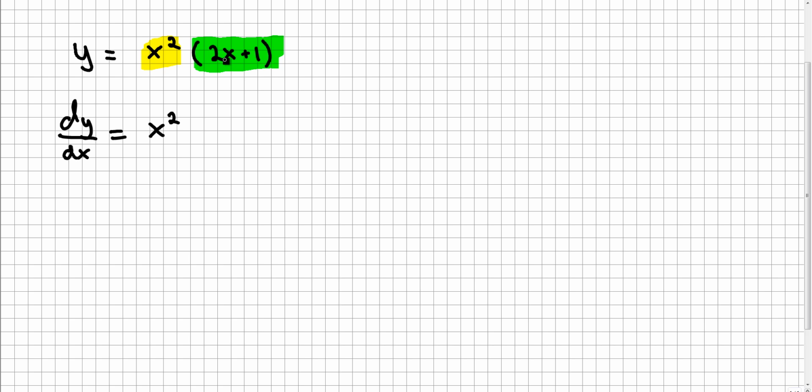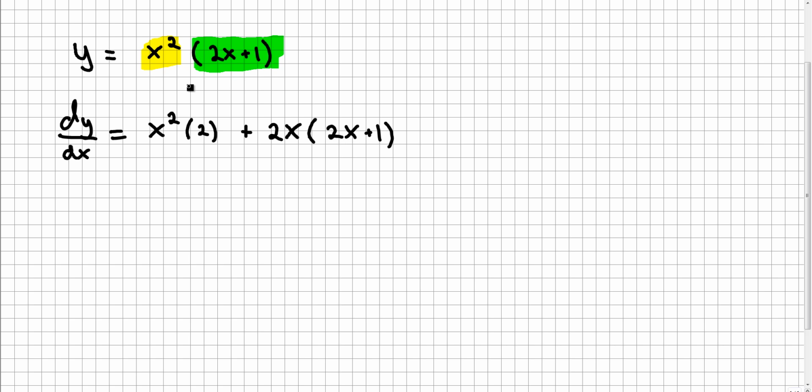So the derivative of 2x is going to be 2. Derivative of a number is nothing, 0. So the derivative of this is 2. So I'm going to times it by 2. And then plus, then I'm going to calculate the derivative of the first function, which is going to be 2x. The derivative of x squared is 2x, and then I'm going to multiply it by the second function, and I'm just going to write it out as it is, plus 1.